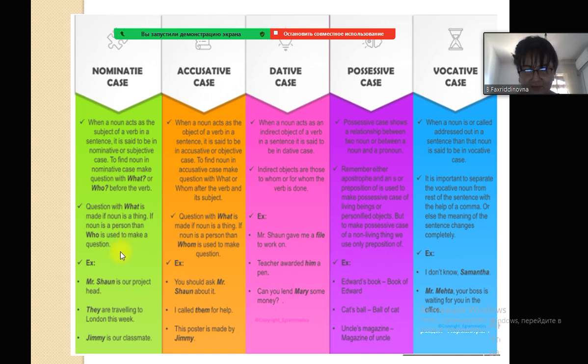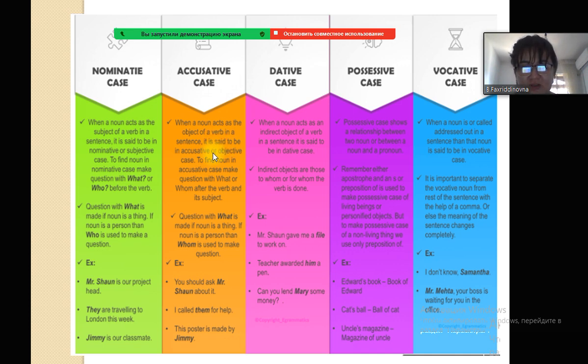For example, "Mr. Shawn is our project head." "They traveled to London this week." "Jimmy is our classmate." In these sentences, Mr. Shawn, they, and Jimmy are nominative case.